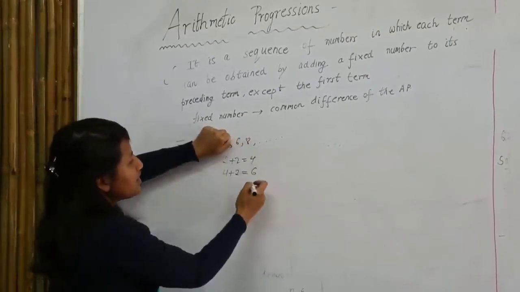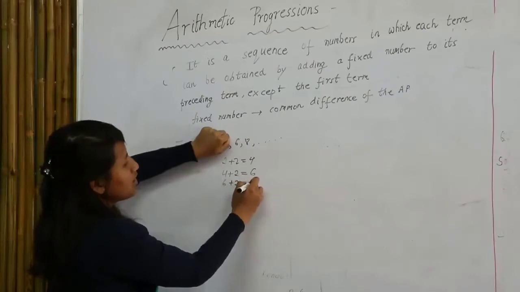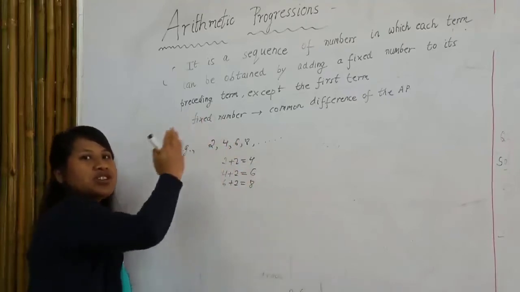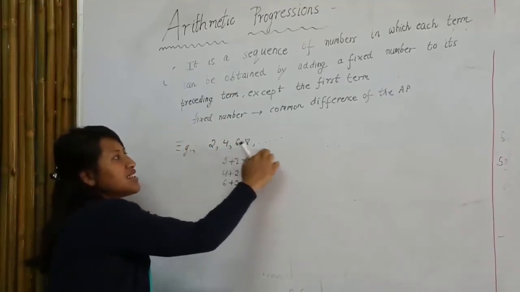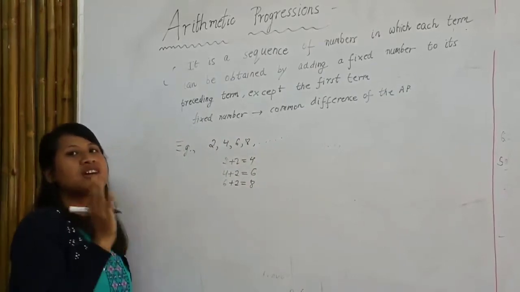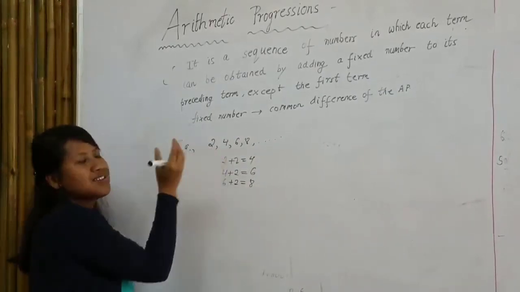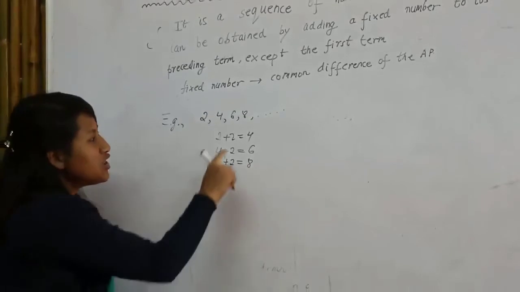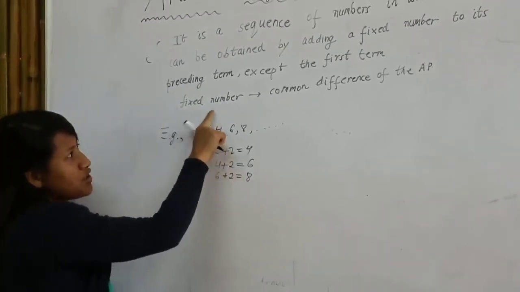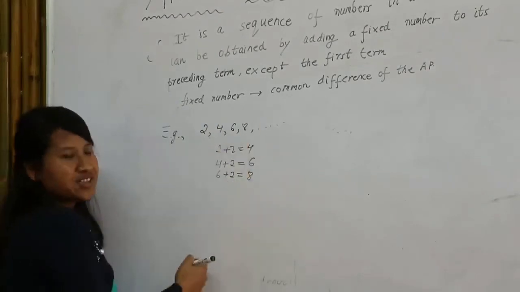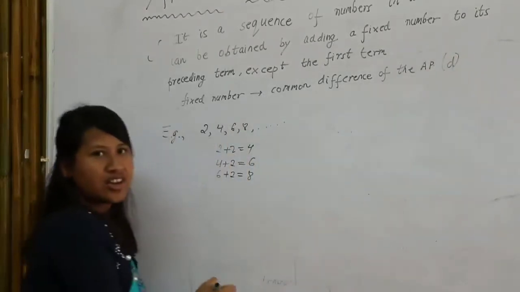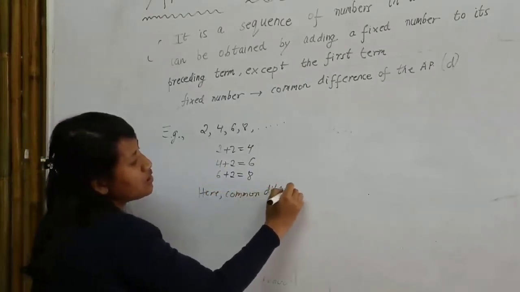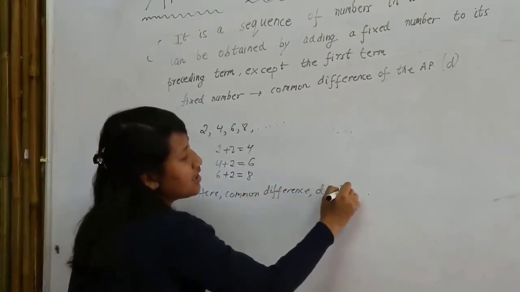Again this 8. What is preceding of this? It is 6, no? 6 plus 2. It is 2. So what is that fixed number here? It is 2. You add a fixed number to its preceding term. So these sequence of numbers, they are called what? Because why? You add a fixed number, you will get the remaining terms, except the first term. Okay? So this 2, which is the fixed number, we call it the common difference. Okay, and it is denoted by D. Okay, so here, common difference D is actually 2.